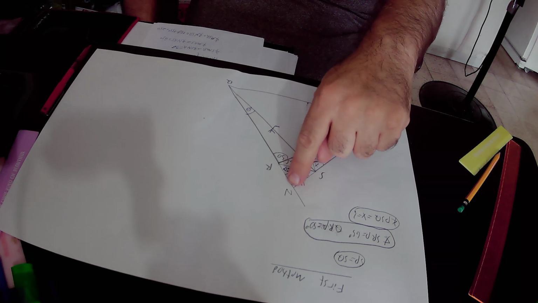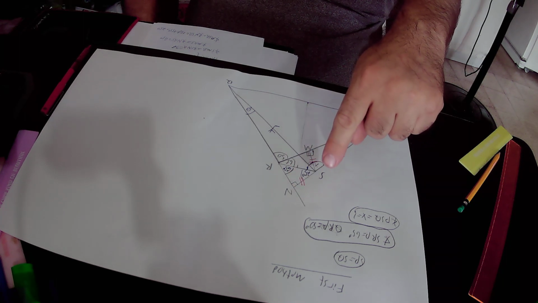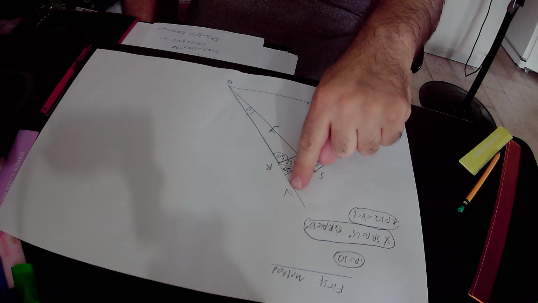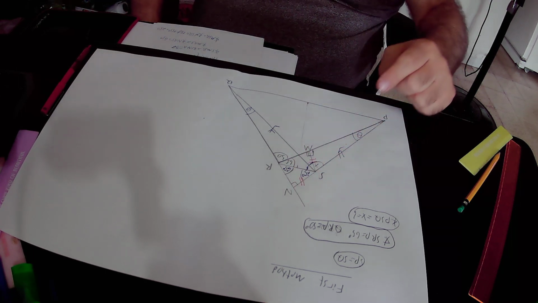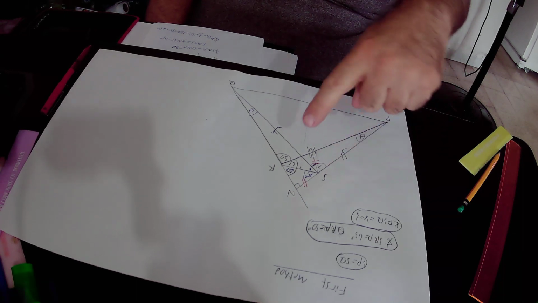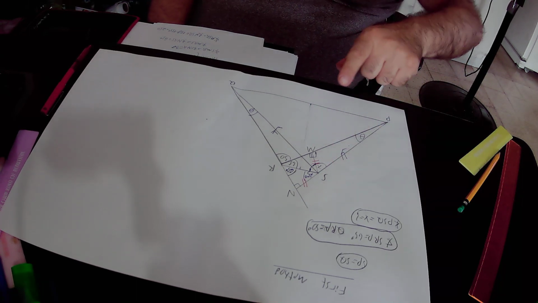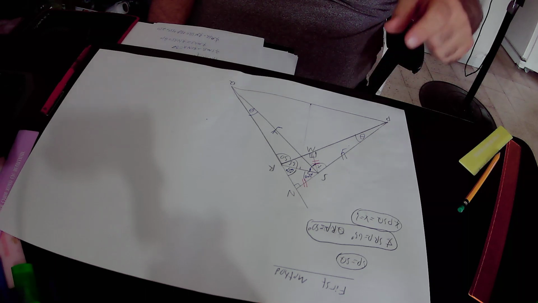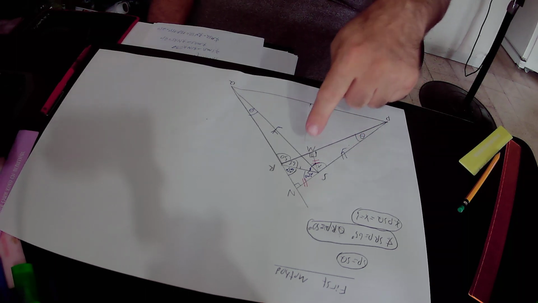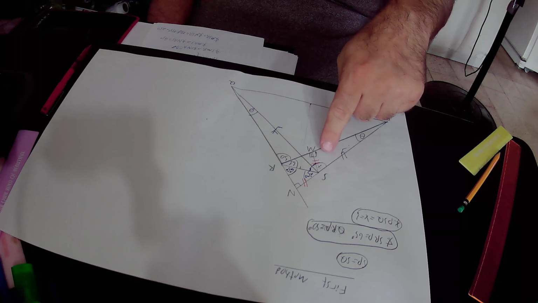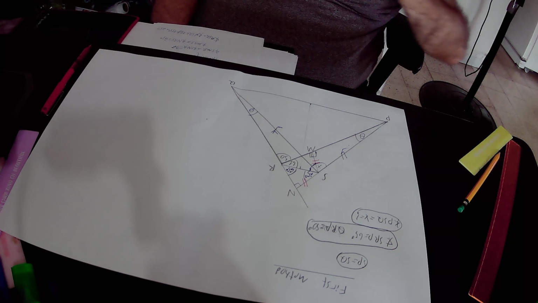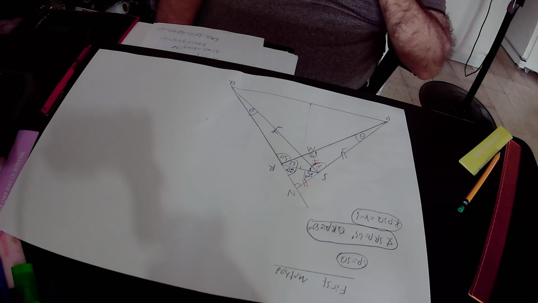So this angle is 90 degrees because SN is perpendicular to QR. And then we drew a perpendicular from point S to PR, and we defined the touching point as point M. So this angle also equals 90 degrees because SM is perpendicular to PR.